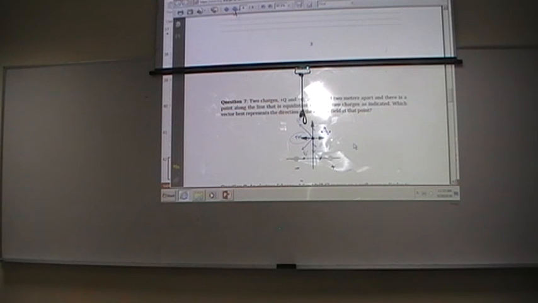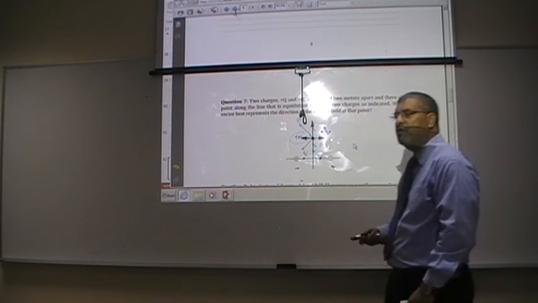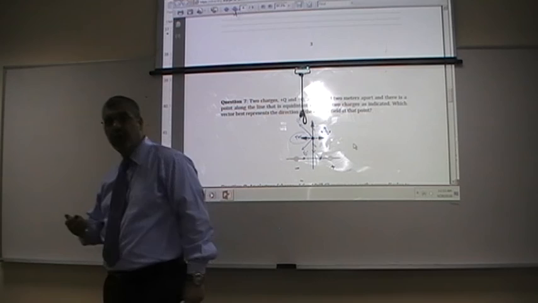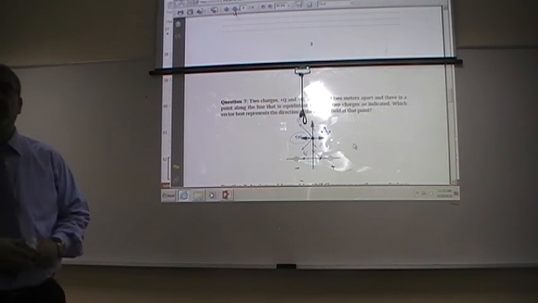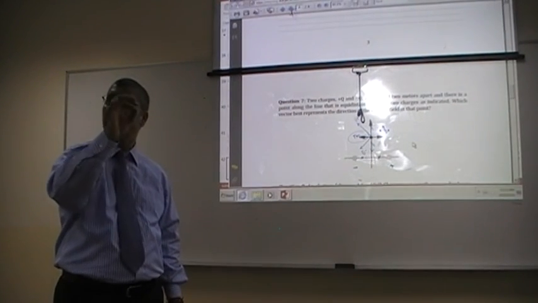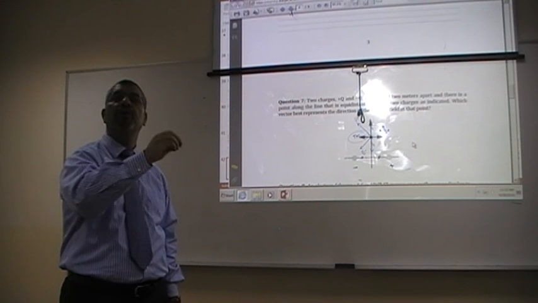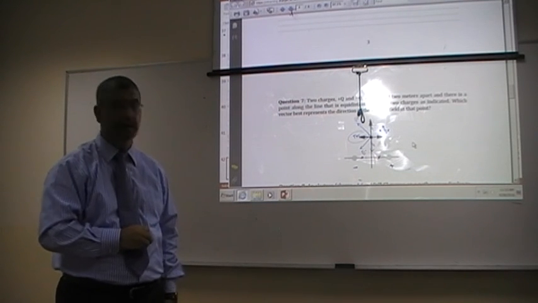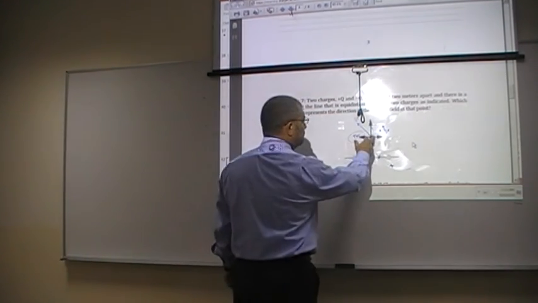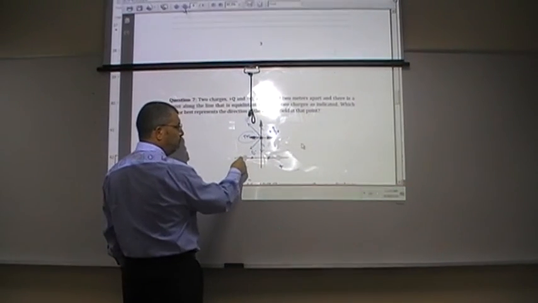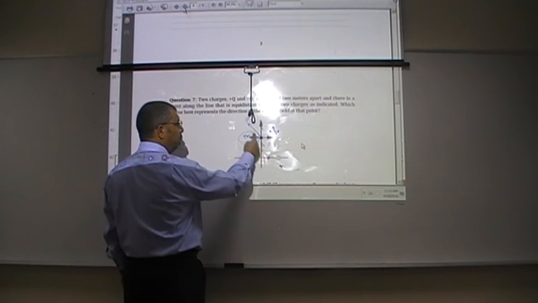Yes. Yeah? Because the way you calculate the electric field, how do you calculate it? You calculate the electric field by placing a positive test charge at the point where you want to calculate the electric field. And that's what I did. I placed a positive test charge: positive, negative, it will be attracted. Positive, positive will be repelled.